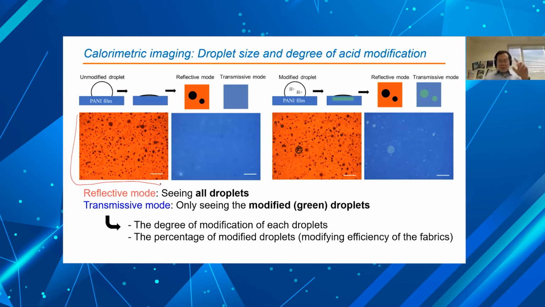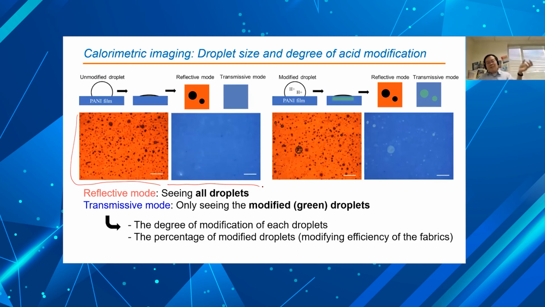Now, when you look at them through transmission mode, if they are not modified by acid, they are unable to change the color of the blue polyaniline film because they cannot dope it. Also, because they are fairly thin, under transmission mode there's really not much feature, right? This is a transmission mode image of unmodified droplets. You just spray them directly on the film. So there's not much in it.